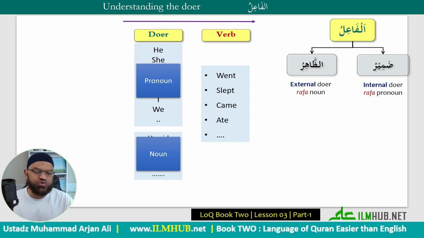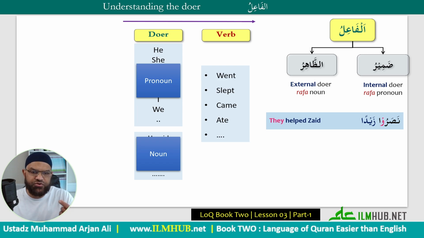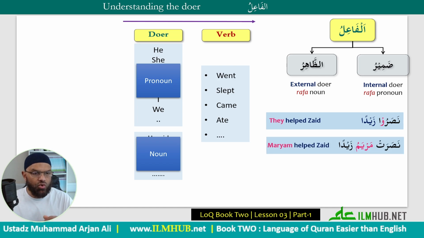So what we have is two types of doer. The doer can be a pronoun. Like, for example, here, Nasaru Zaidan. They helped Zaid. Of course, the word they is coming first, even though I got the verb first in the Arabic language. Or it can be a declared noun that is coming after, and you can see here Maryam. So Nasarat, technically speaking, she helped. Maryamu, and here is your doer, Maryamu Zaidan. How do I know Maryamu is my doer? Again, this has been explained in book 1 in detail. It is rafa. The doer is always rafa.